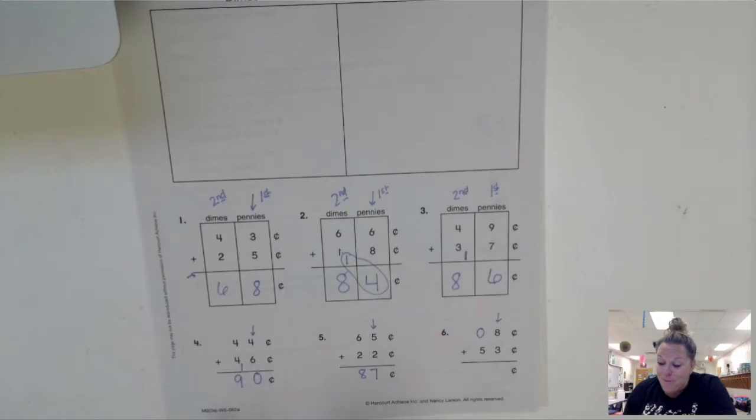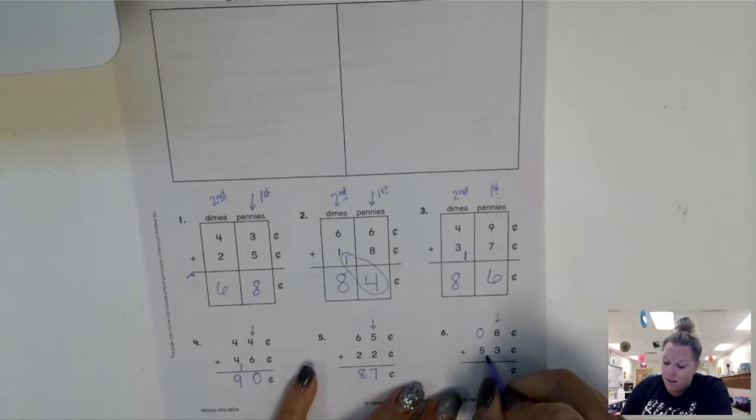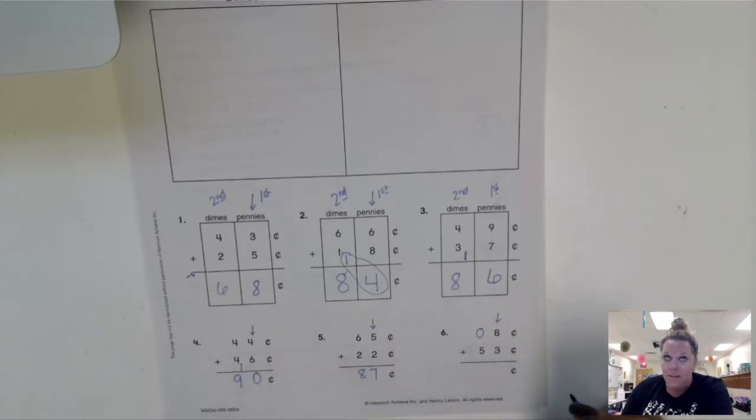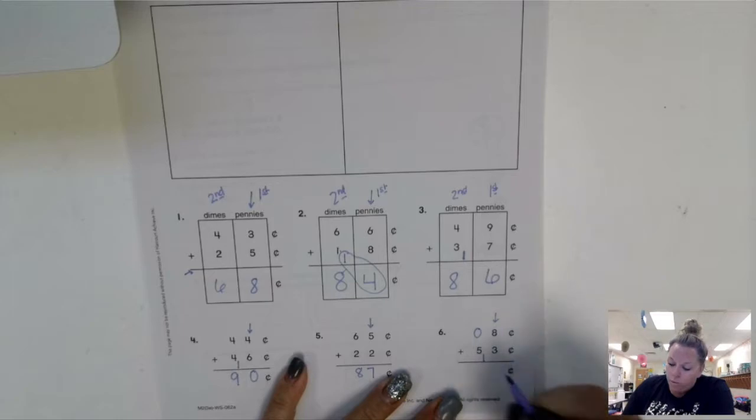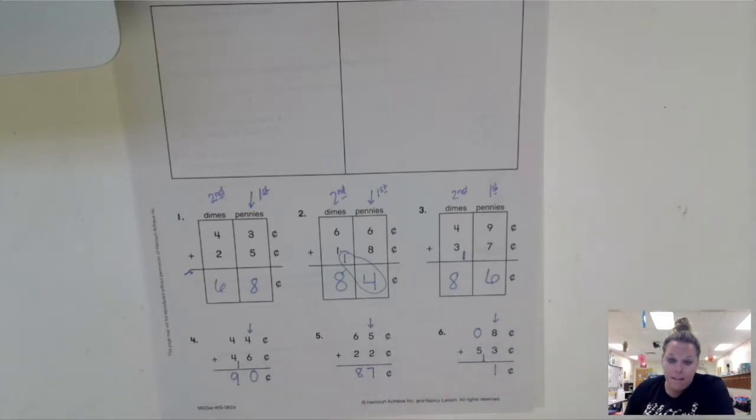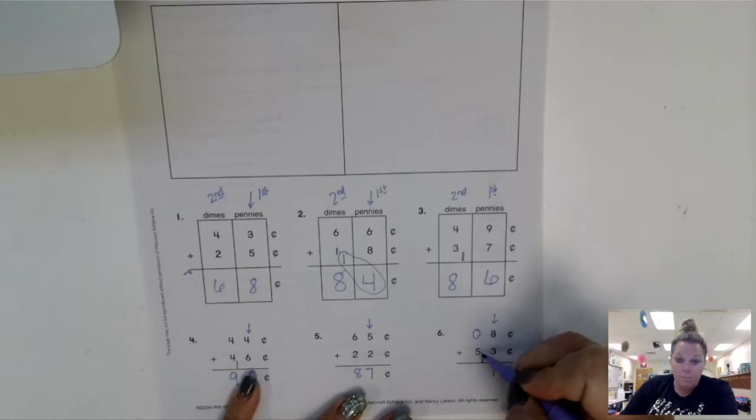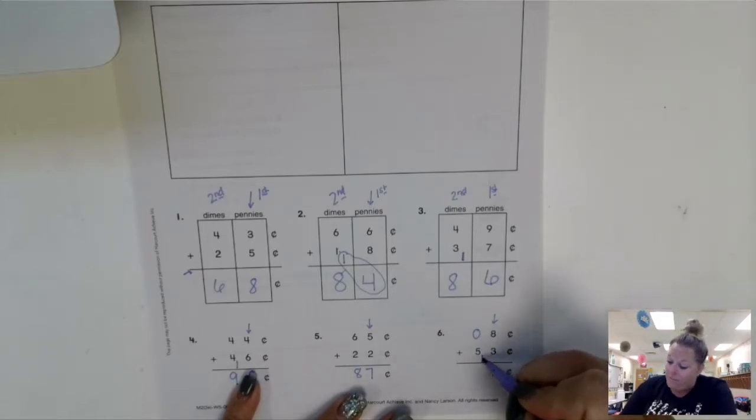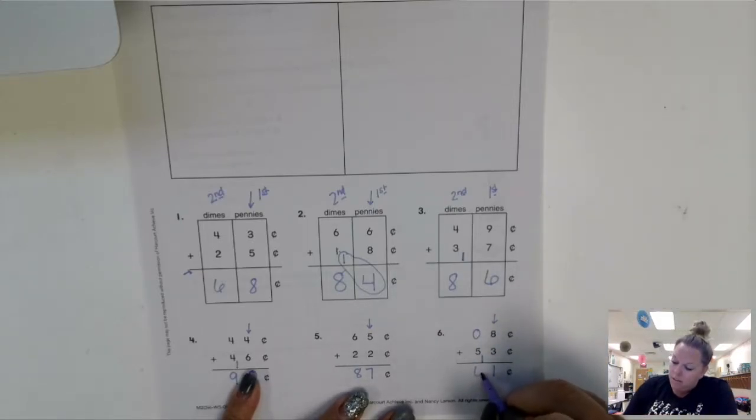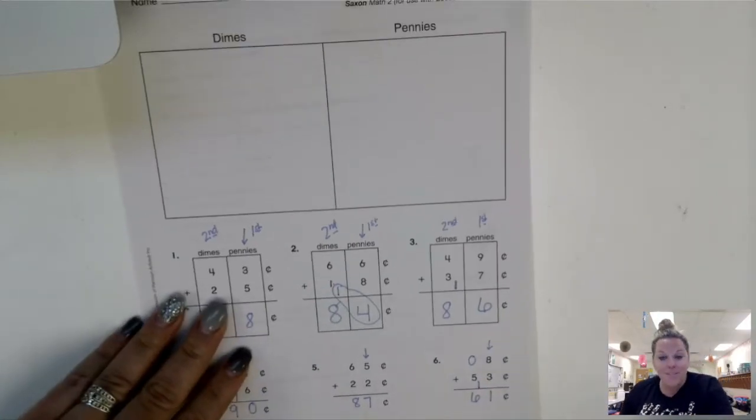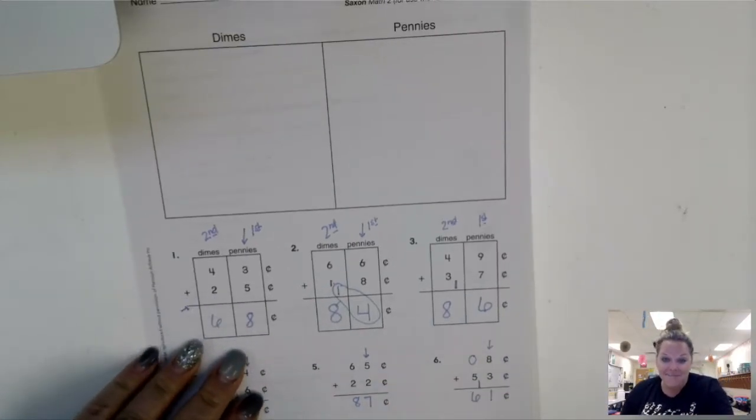Okay, now I'm going to add 8 plus 3. 8 plus 3 is 11. Okay, 11 is more than 10, so I'm going to trade, and I have 1 penny left over. So now I can do my adding of my dimes. 0 dimes plus 5 dimes is 5, and 5 plus 1 is 6. So you have 61 cents.